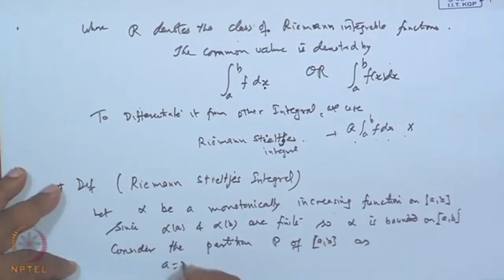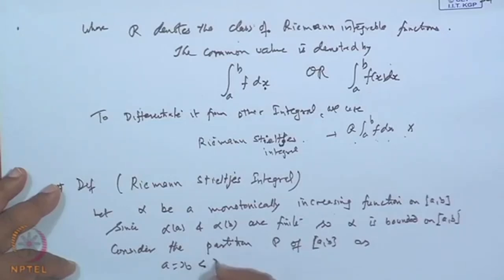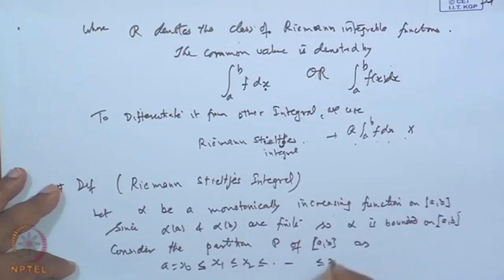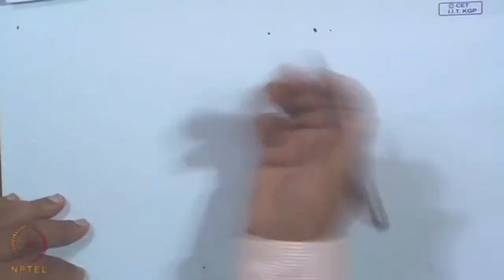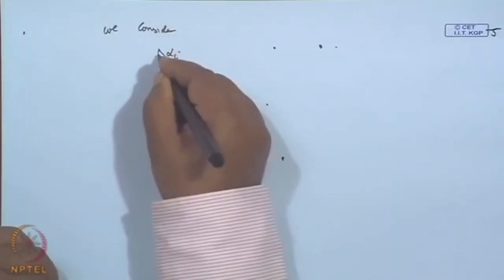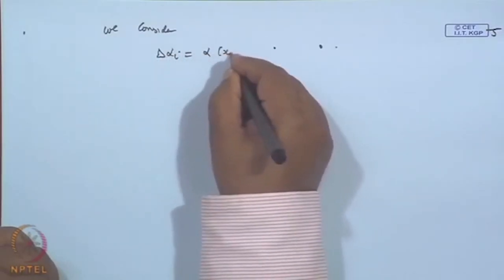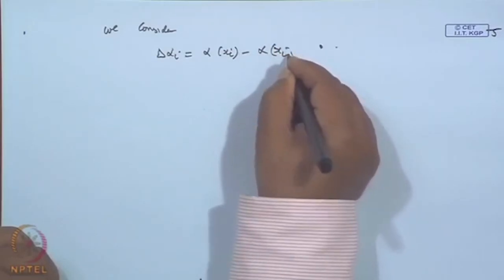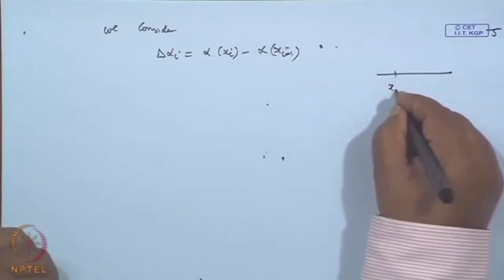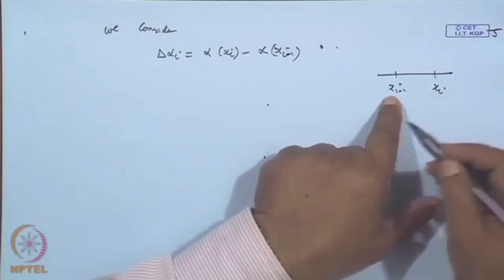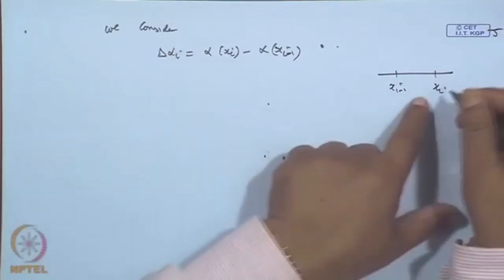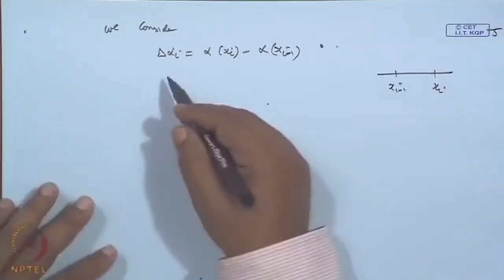The partition is a = x0 less than or equal to x1 less than or equal to x2, and so on up to xn = b. Instead of delta xi, now I consider delta alpha i, defined as alpha(xi) minus alpha(xi minus 1), for the interval [xi minus 1, xi]. Earlier we were taking xi minus xi minus 1 as delta xi, but now alpha is a monotonic function.